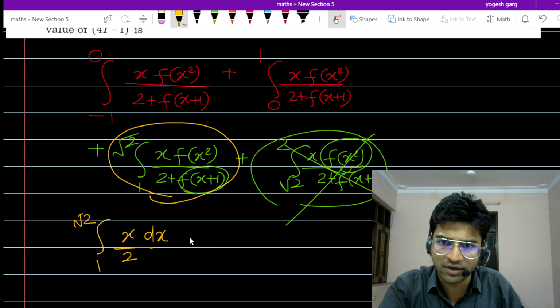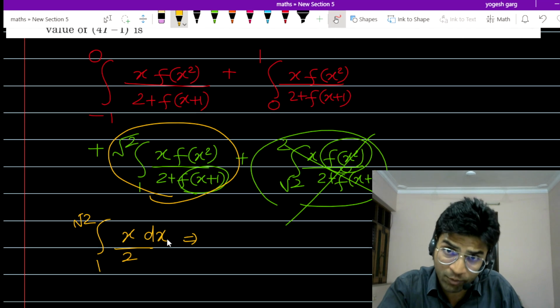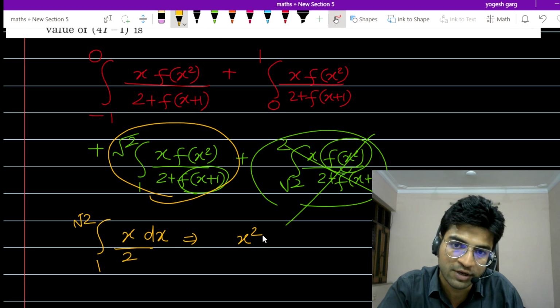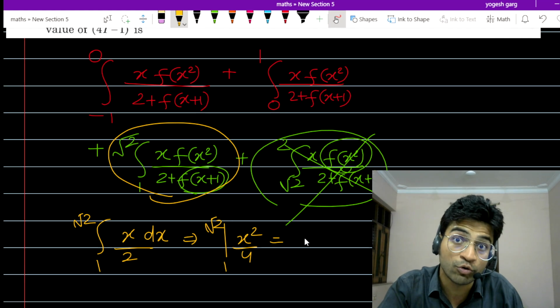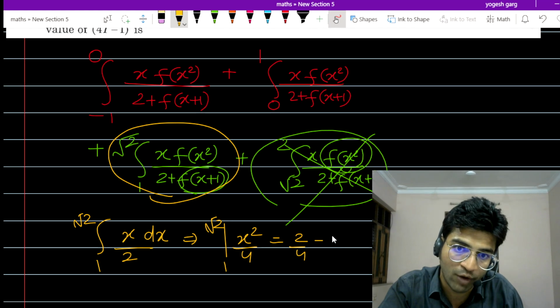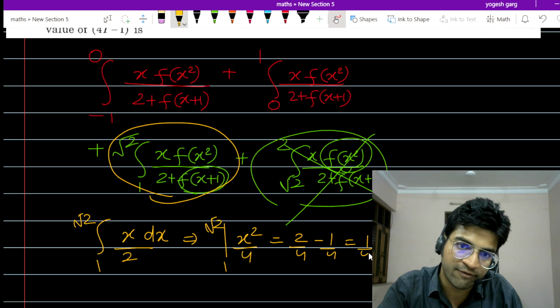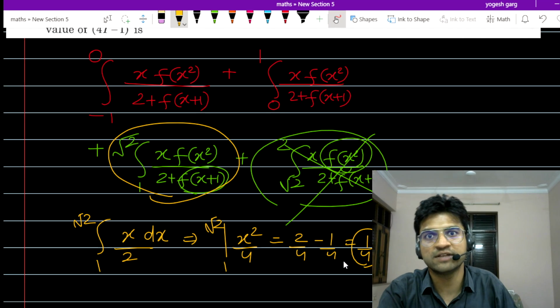And this is very easy to evaluate. This is x square by 2 by 2. So this is x square by 4 between 1 and 2, and that will be equal to 2 by 4 minus 1 by 4, equal to 1 by 4. So the value of the third integral is 1 by 4.